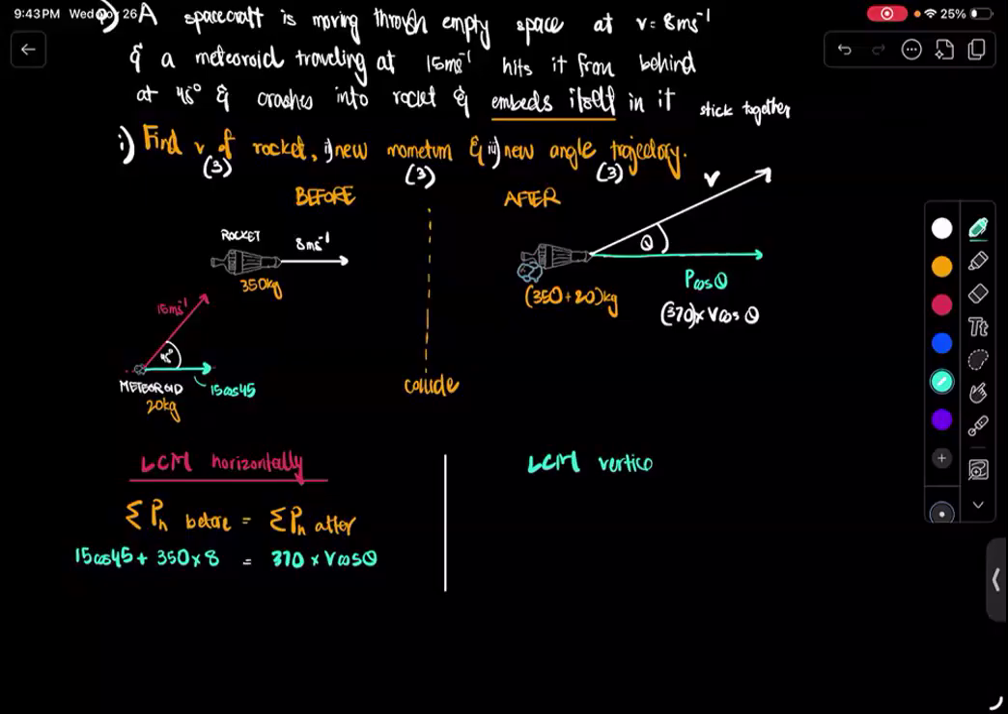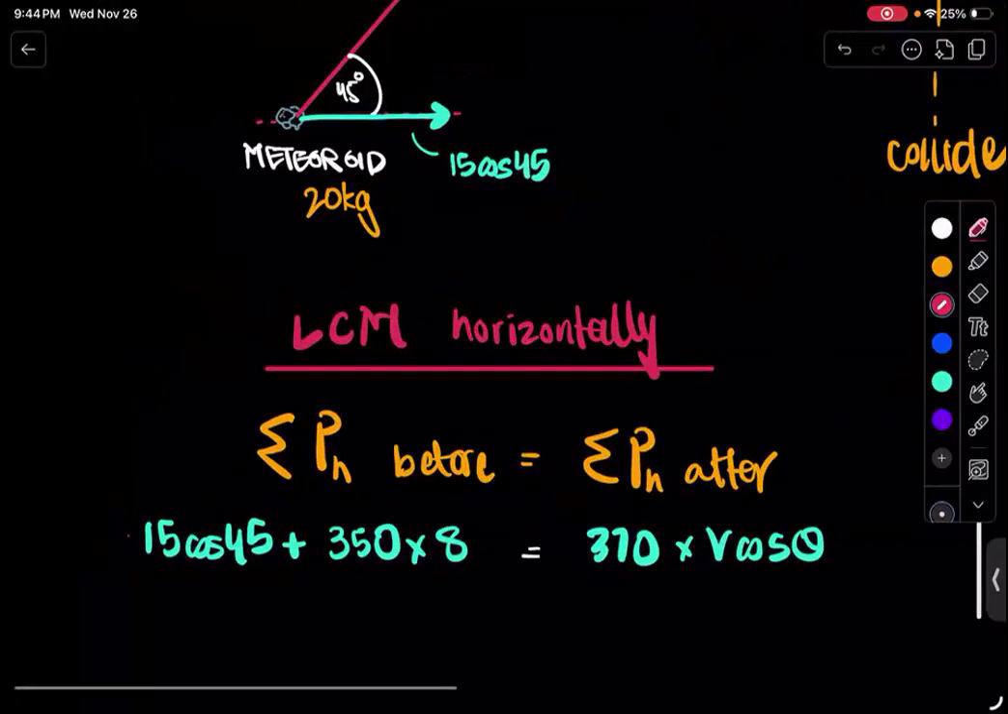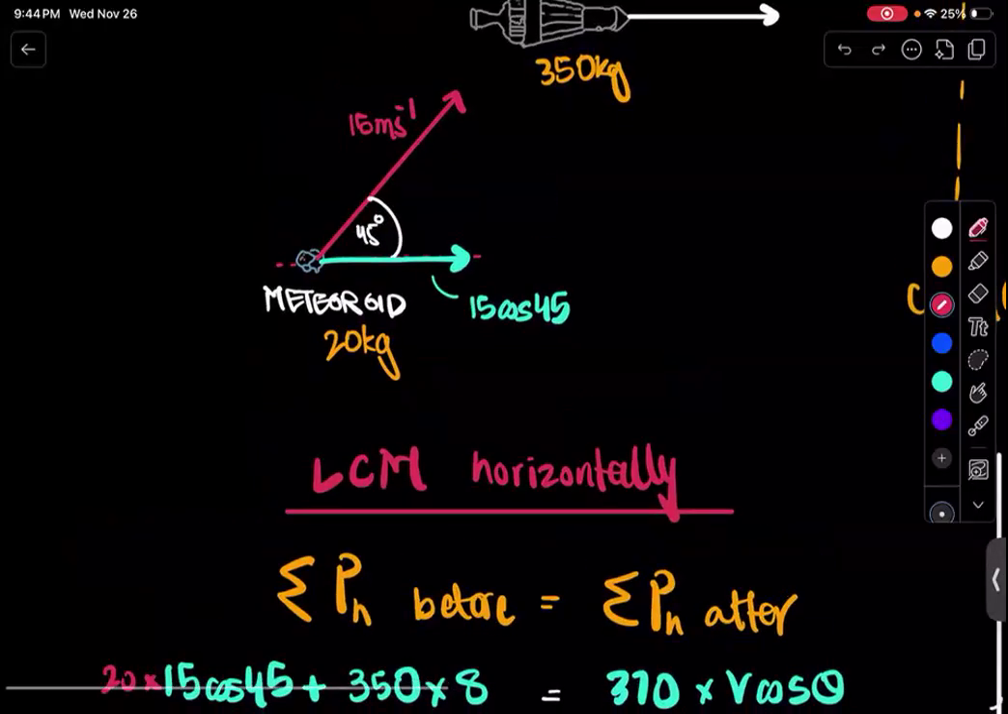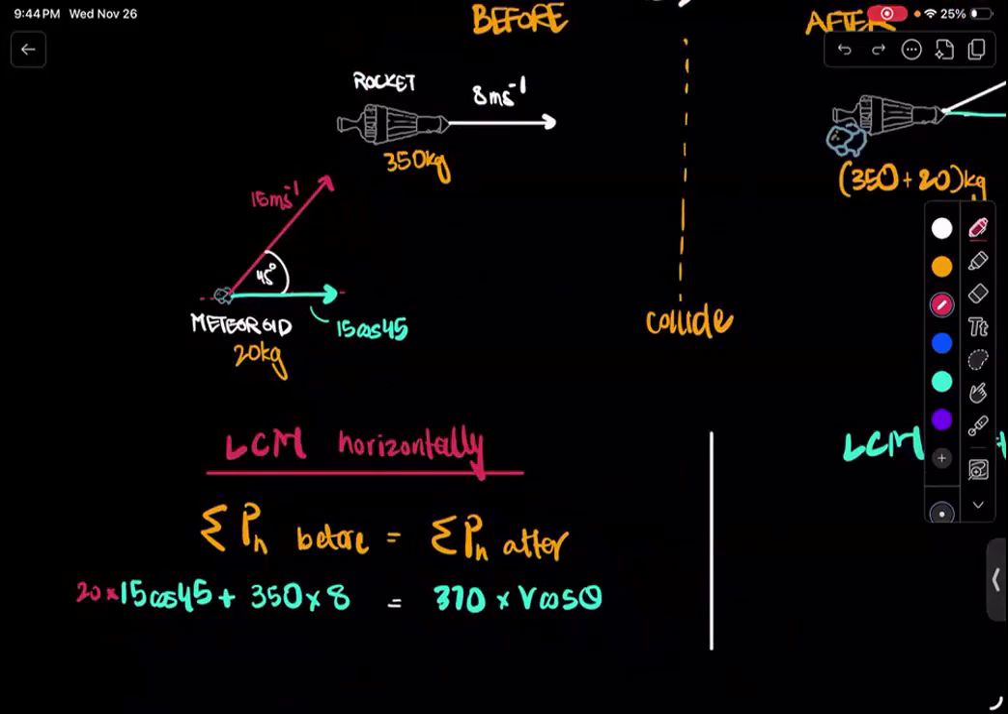Sir, for the momentum, before, don't you times 15 with 20 kg as well? Oh, yes. Thank you for telling me. We missed that. So that's going to be m into v cos 45. And this was the mass of the meteoroid, and this was the velocity. So yes, you're right. So that would be 20 times 15 cos 45.